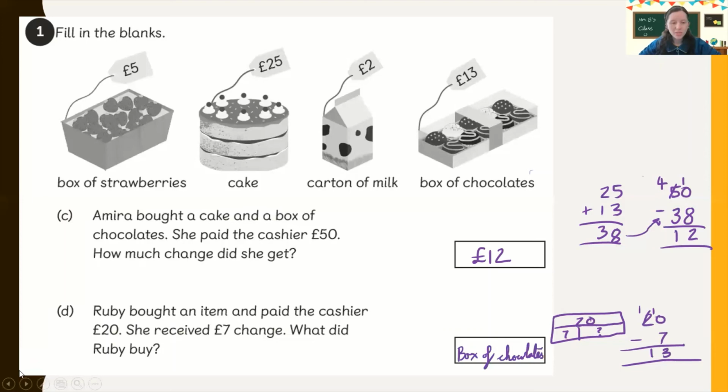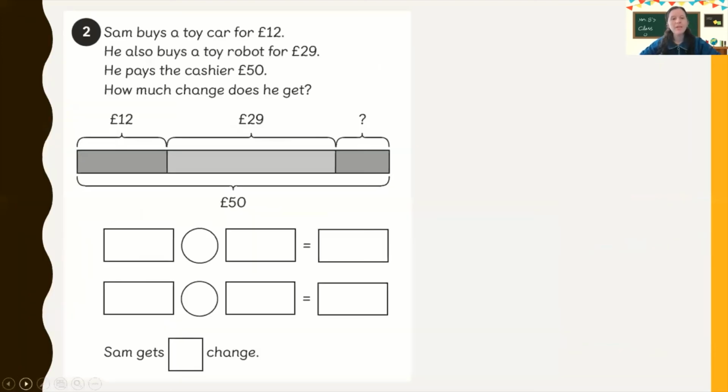Super job, everybody. Okay, Sam buys a toy car for £12. He also buys a toy robot for £29. What a good day. He pays the cashier £50. How much change does he get? So the bar model has been done for you. This is the amount he pays. This is the amount that his things cost. How do we find the missing number?